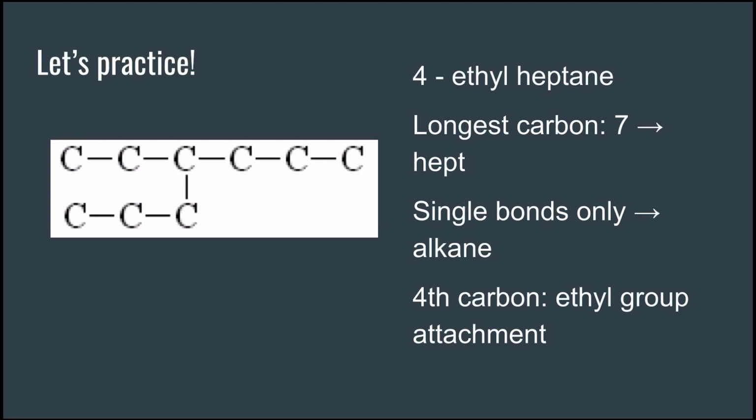But what is that 4-ethyl? That seems so odd to be a dash, right? Well, actually, it makes quite a bit of sense. In organic chemistry, when we're naming a molecule or a structure, the 4 implies that the attachment is located on the 4th carbon. In this case, it's a 2 carbon attachment, meaning that it's an ethyl group. So, 4-ethyl heptane.